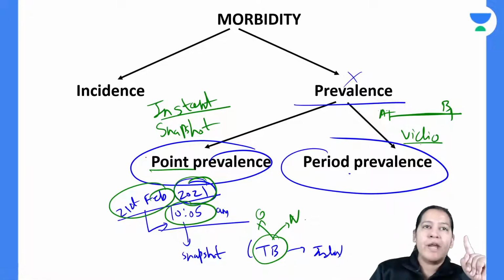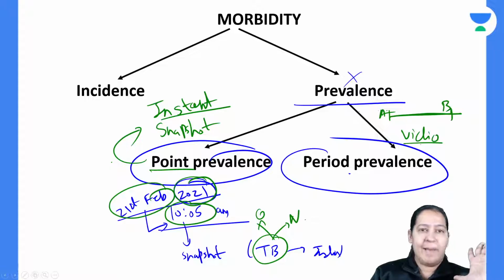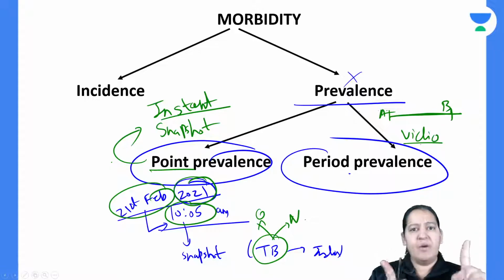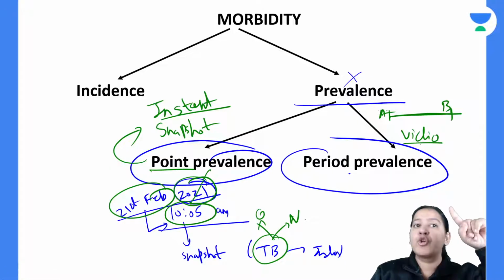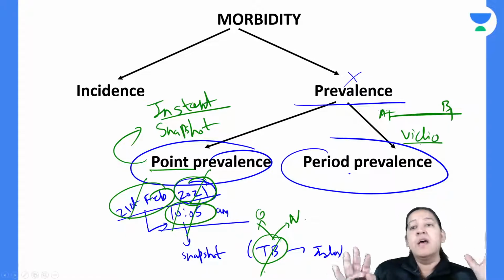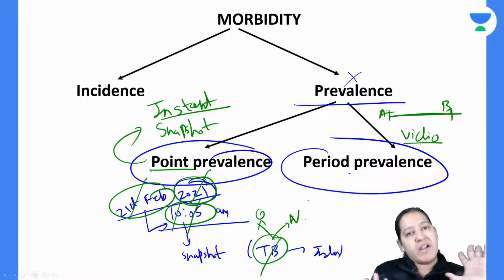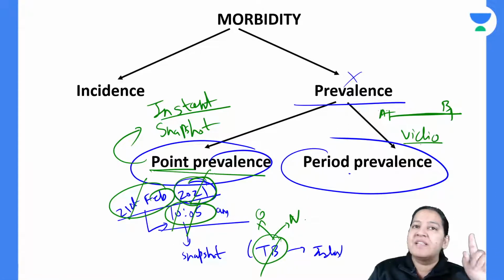So you can say point prevalence is like a snapshot. I will give you a particular time: in 2021, on 21st Feb at 10:05 in the morning, how many cases of TB are there? So you include old plus new, all cases. Don't see who is old, who is new. Whatever TB is present, that is the point prevalence at that point.